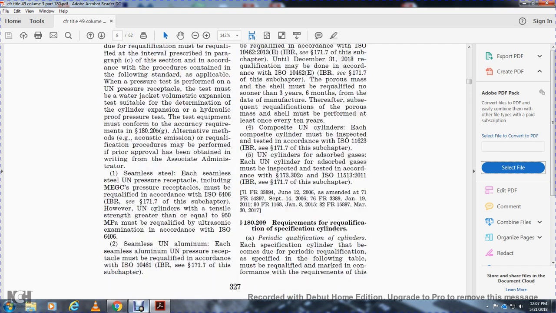The alternate method of the acoustic emissions of qualification procedure may be performed in prior approval obtained in writing of the associated administrator. Seamless steel UN pressure receptacle, including MEGC pressure receptacle, must be qualified according to standard ISO 6406. However, the UN cylinders with a tensile strength greater than or equal to 900 MPa must be qualified in ultrasonic examination according to ISO 6406. Seamless aluminum UN pressure receptacles must be qualified in accordance with ISO 10461.